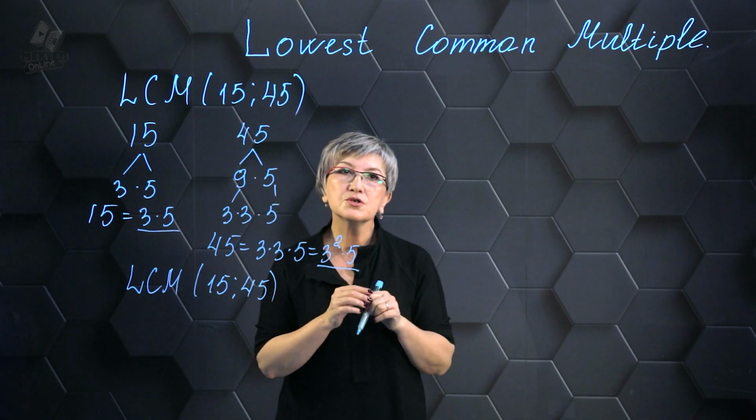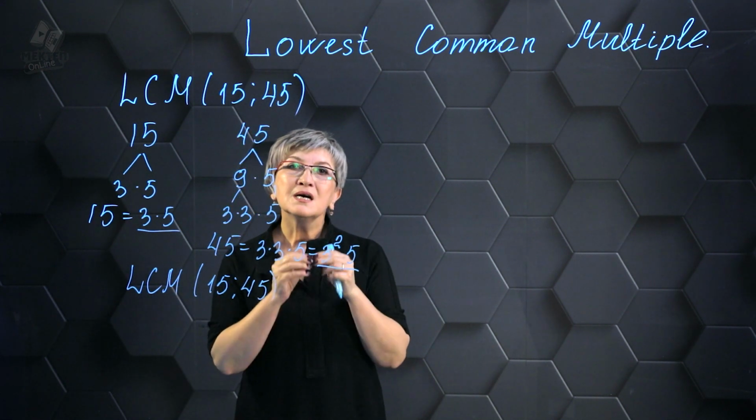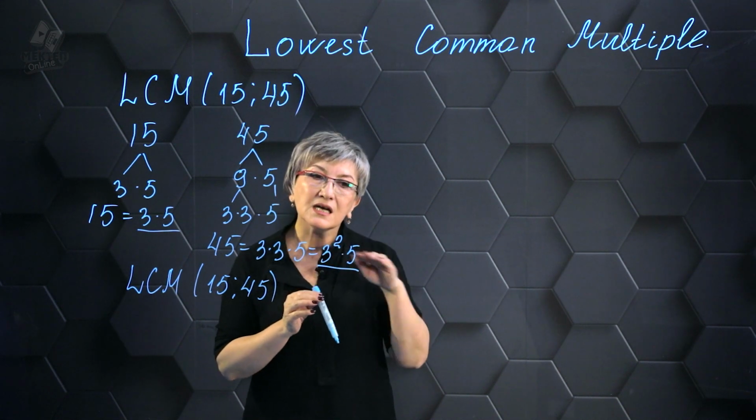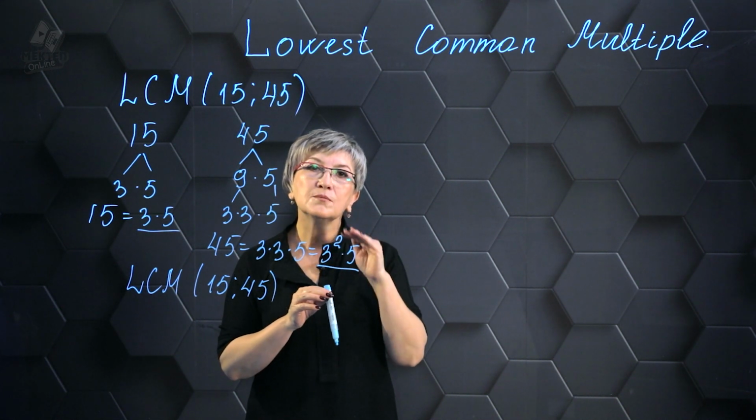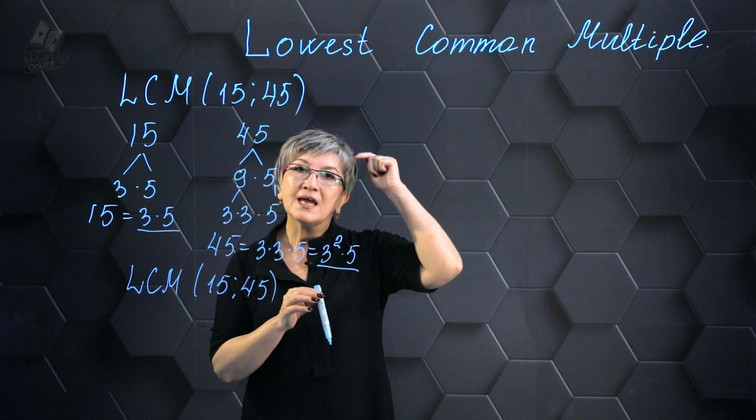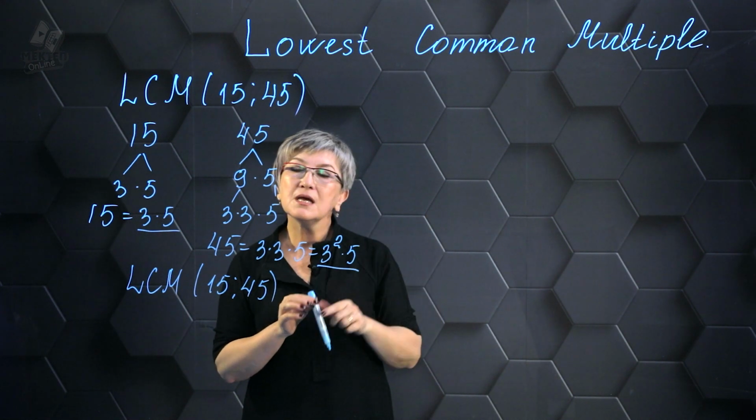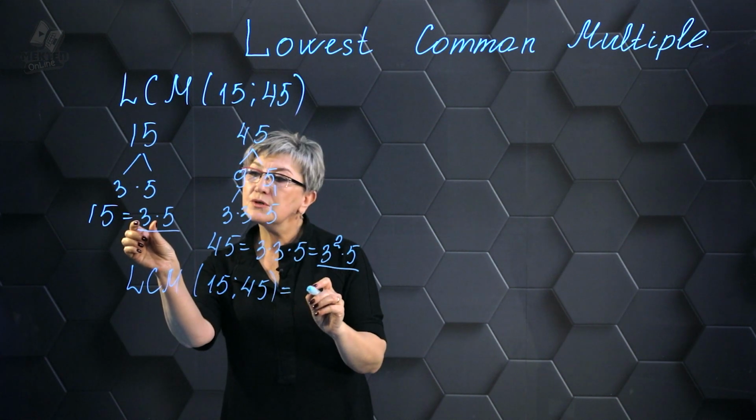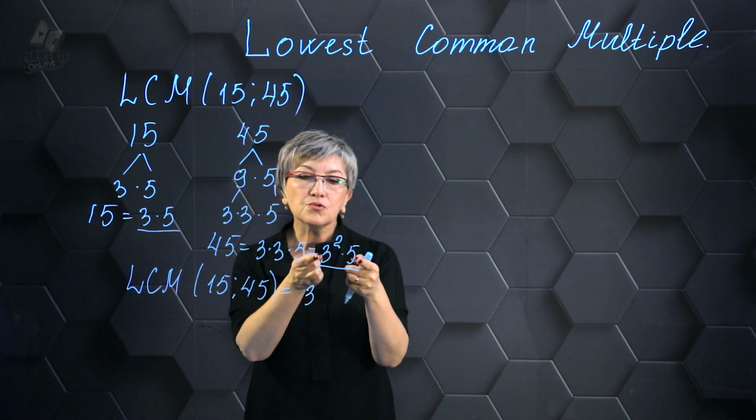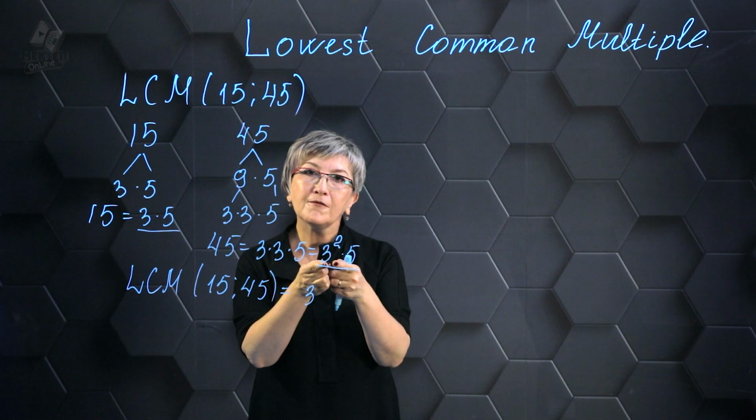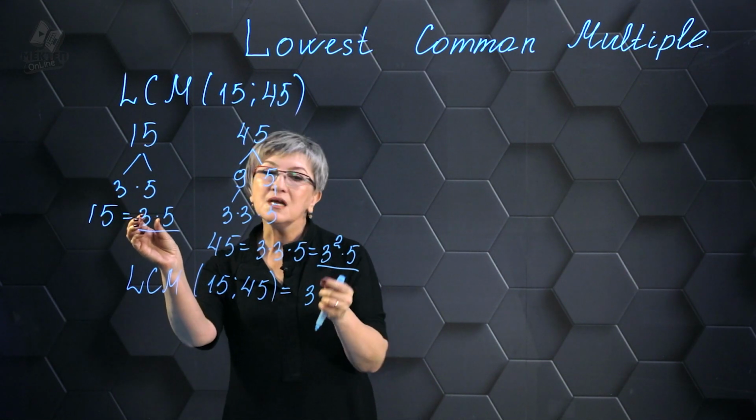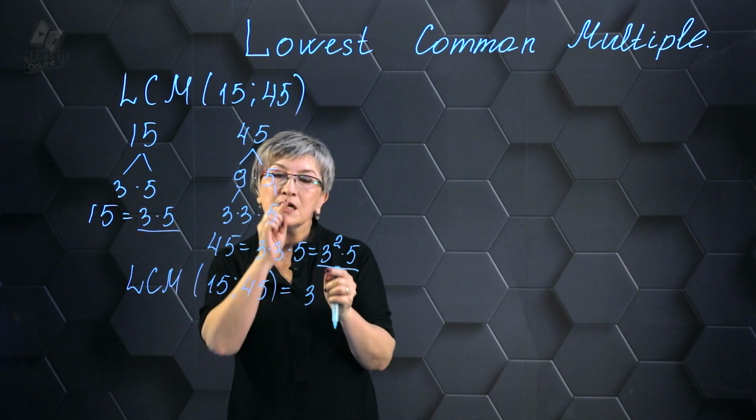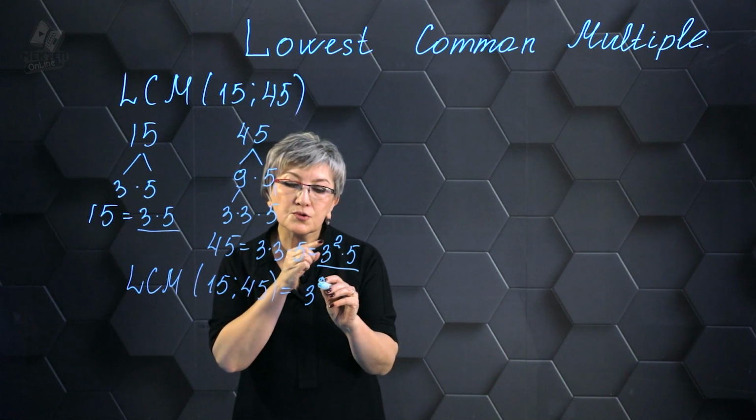What is the final outcome? Let me reflect once again. We write down each and every factor without exceptions, but we take them in their highest possible power. Here I've got a 3, so I write 3. But here I have a 3 in the second degree. So here's 3 and here's 3 squared. I need the highest degree, so I'm writing 3 squared.